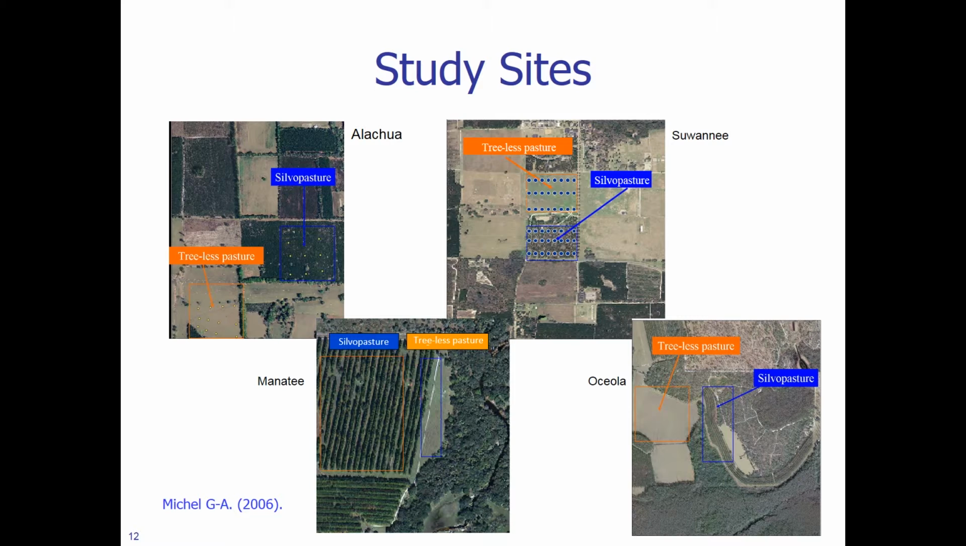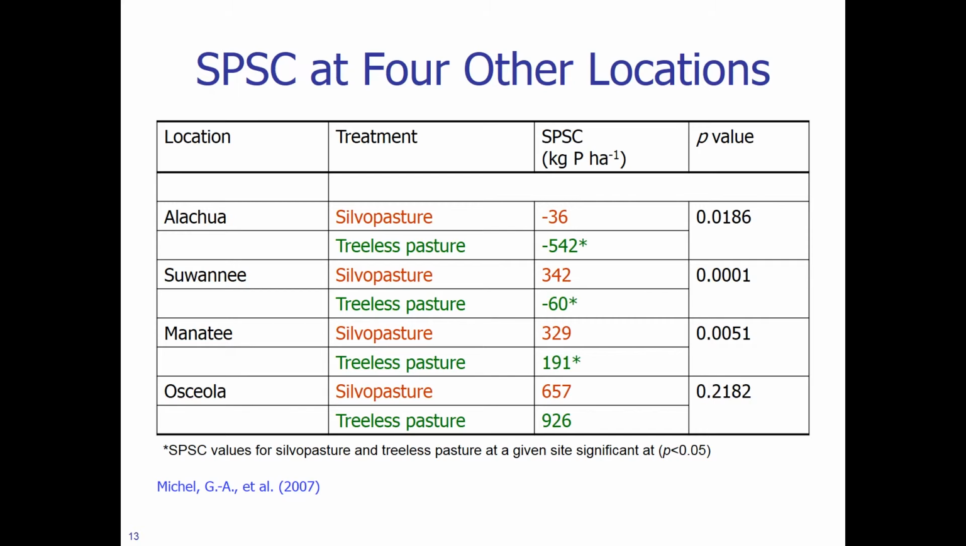At each of these study sites we had silvopasture and an adjacent treeless pasture. That's true for both the spodosols and the alfisols. What we find now is the differences between the two treatments, that is silvopasture and treeless pasture, in the Alachua and Suwannee counties, as well as the Manatee and Osceola counties, all to a meter depth.